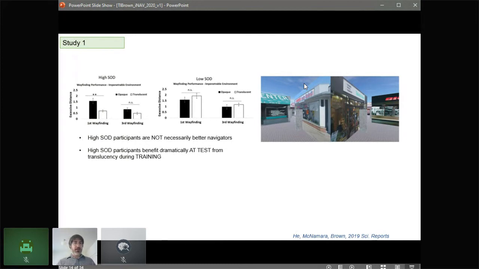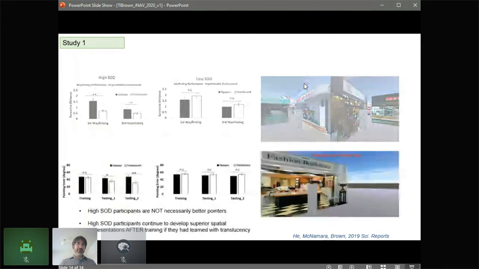Okay, thank you. So if you compare the black bars, this is the opaque learning condition, you see the high sense of direction and low sense of direction people are not really performing any differently in the opaque environment training condition at test. But with translucency during training, there's a substantial benefit for having a high sense of direction. So these high sense of direction people in that top left plot actually outperform their own counterparts dramatically. We see the same effect with the pointing task. Participants with a high sense of direction aren't better pointers in general, but given extra cues, they really run away with it.